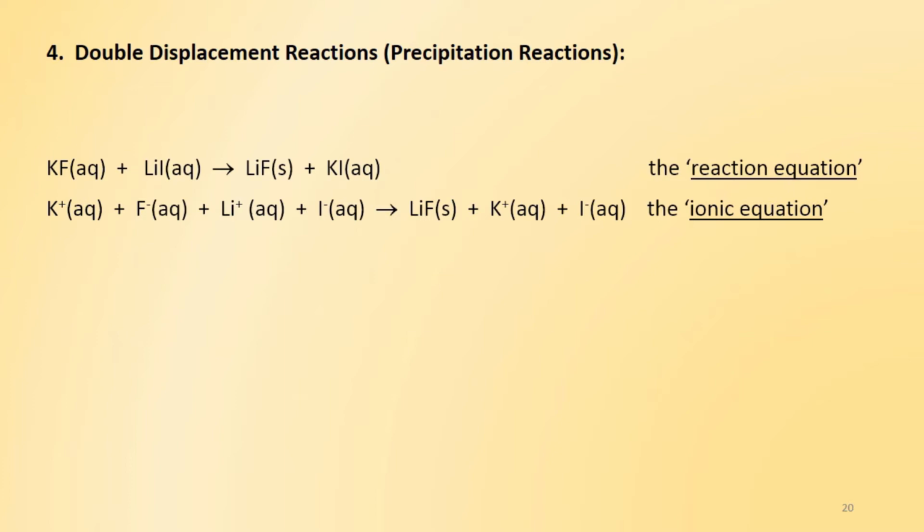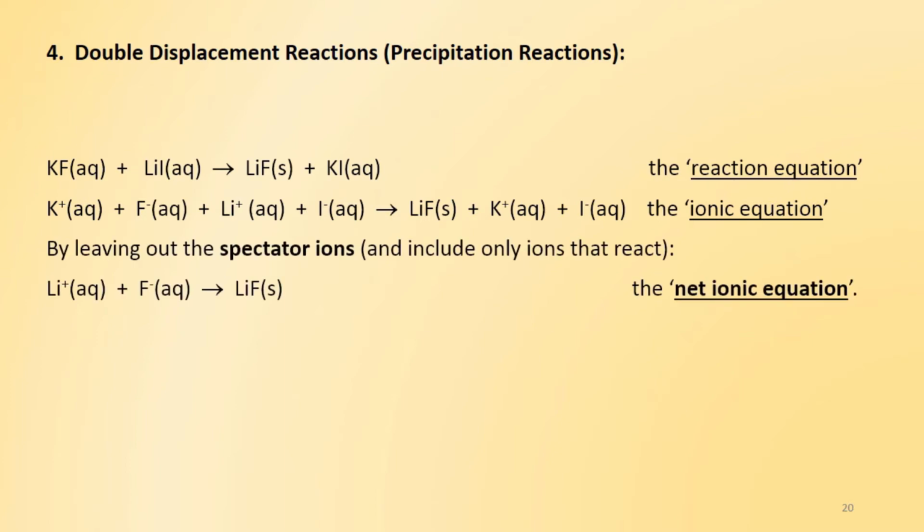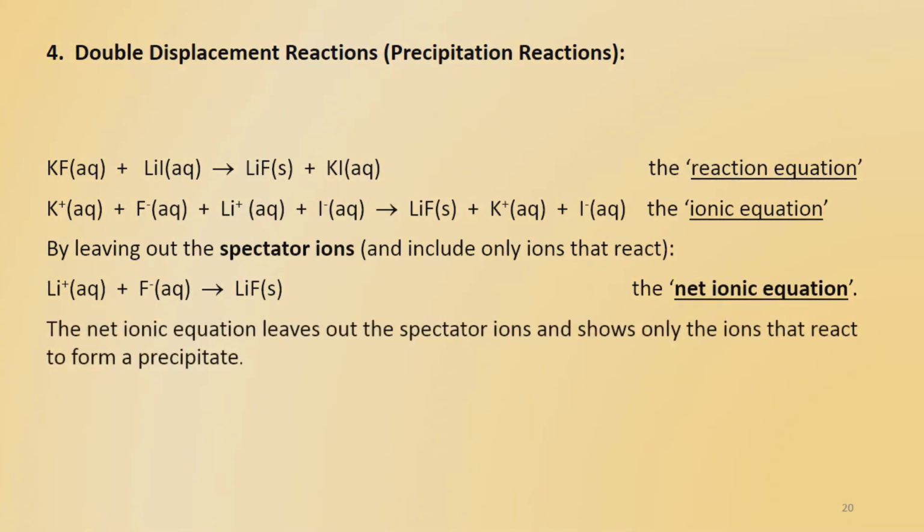This big messy equation is called the ionic equation. If we leave out the spectator ions, the ones that don't react, and include only the ones that do react, we get a much tidier equation called the net ionic equation. So I've left out potassium ions and iodide ions on both sides since they're not really reacting, and I only include lithium and fluoride on the left and lithium fluoride on the right. The net ionic equation leaves out spectator ions and shows only the ions that react to form a precipitate.